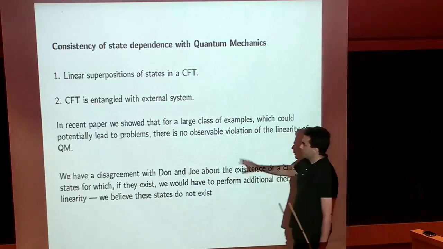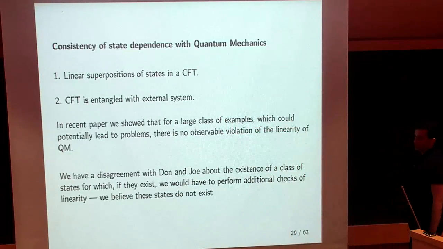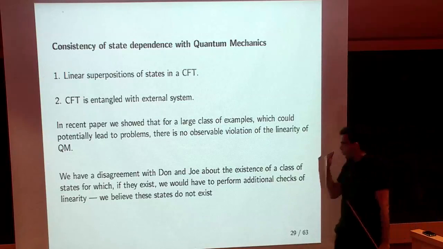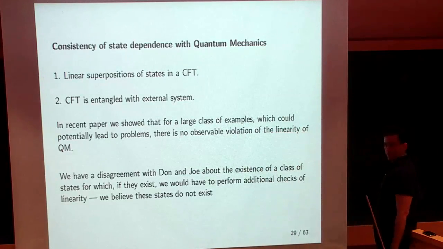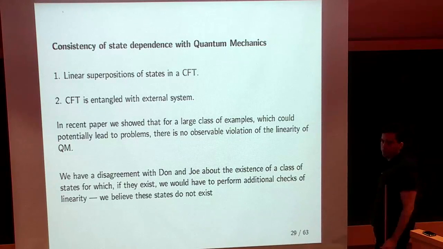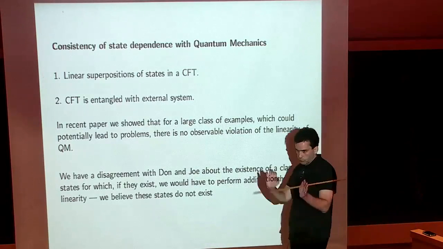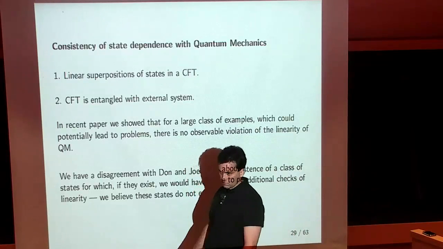In a recent paper, we checked several examples and tried to argue that there is no observable violation of linearity of quantum mechanics. What does that mean? Observable for whom? For the bulk observer or for the boundary observer? The boundary observer is just using the CFT operator. The person who's simulating the CFT certainly sees a violation of the linearity.